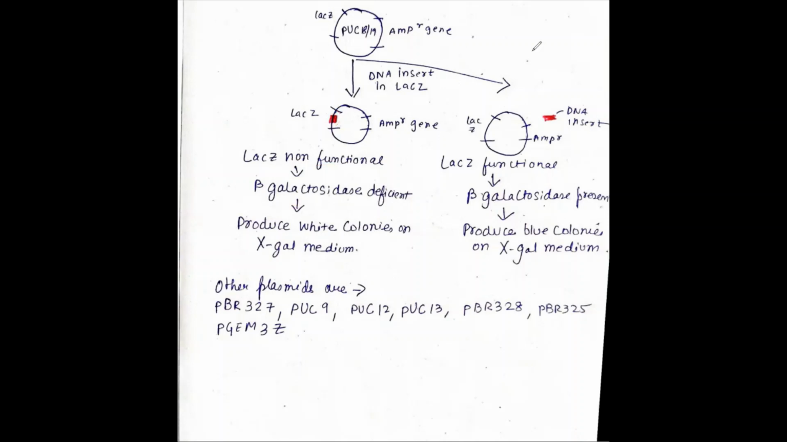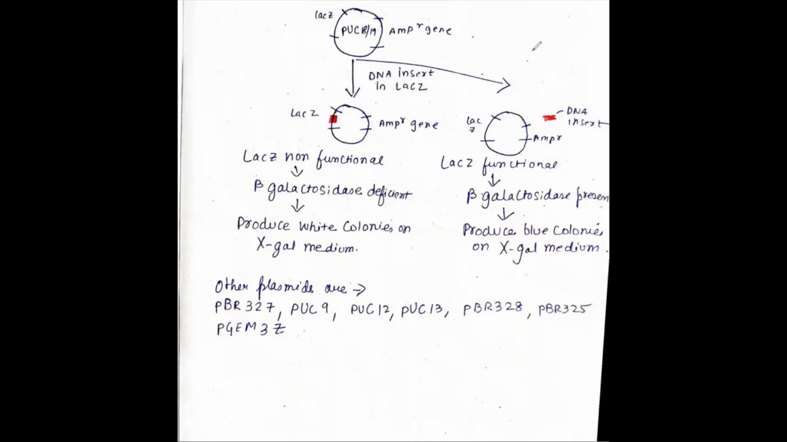This is the basics. Therefore, when appropriate E. coli cells are transformed, they are grown on a medium which has ampicillin, X-gal, and IPTG. The white colonies, which are also known as recombinant colonies, are selected because they have already been transformed.